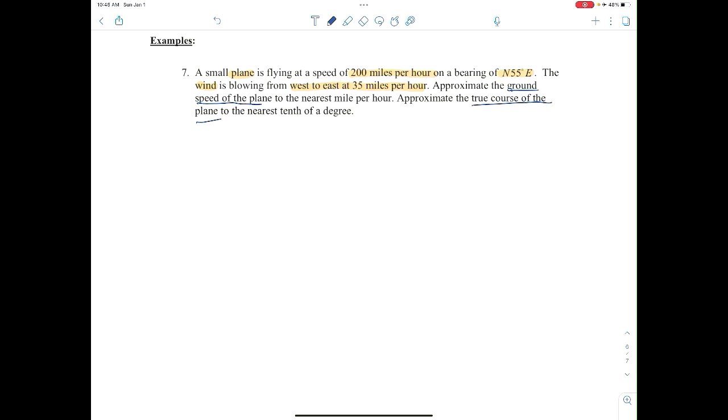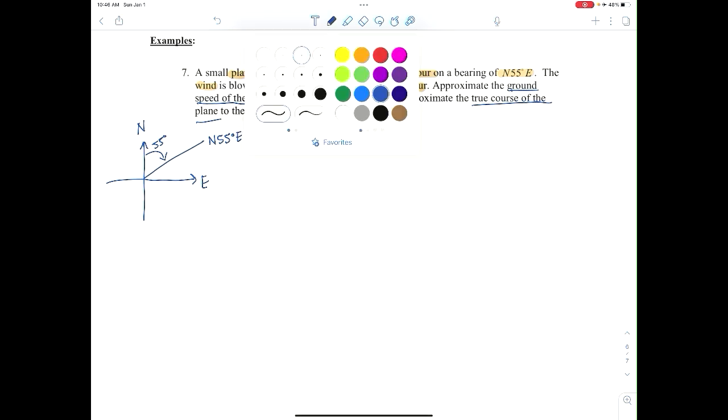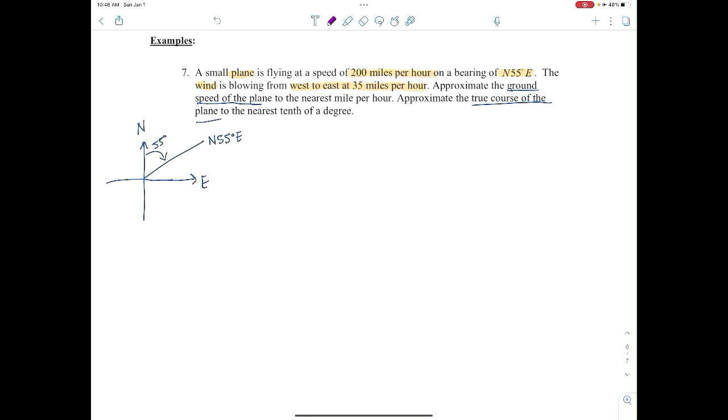So, I like to understand what it is that we are looking at. Visually, if I have a compass, this is north, and this is east. North 55 degrees east, so that's 55 degrees east from north. So from north, we're 55 degrees going that way, which means if we are looking at it the way that we've been doing our vectors, we have a 35-degree angle.